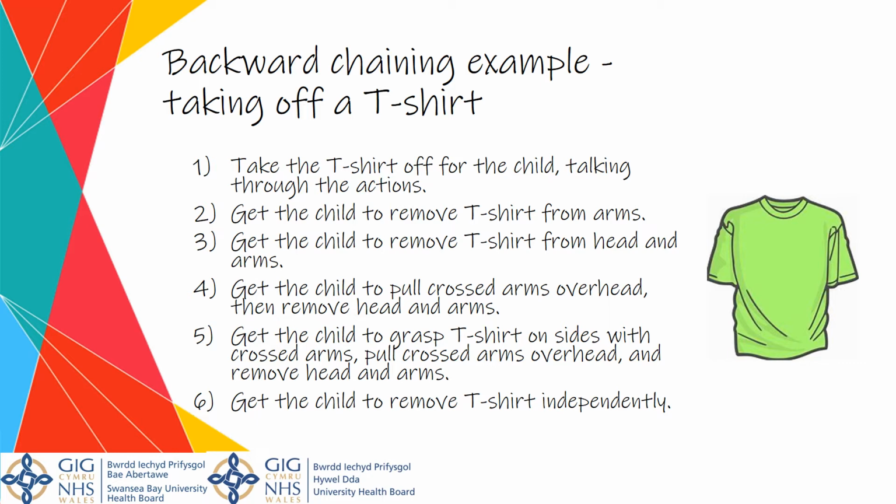The next time, you would get the child to remove the t-shirt from their head and their arms. You would keep working back, asking the child to do a bit more of the task for themselves if they continue to be successful. The child learns to do more of the task each time until they can do it independently from start to finish. In another example, if a child finds it hard to do zips, then connect the zip for them, but get them to pull up the zip.